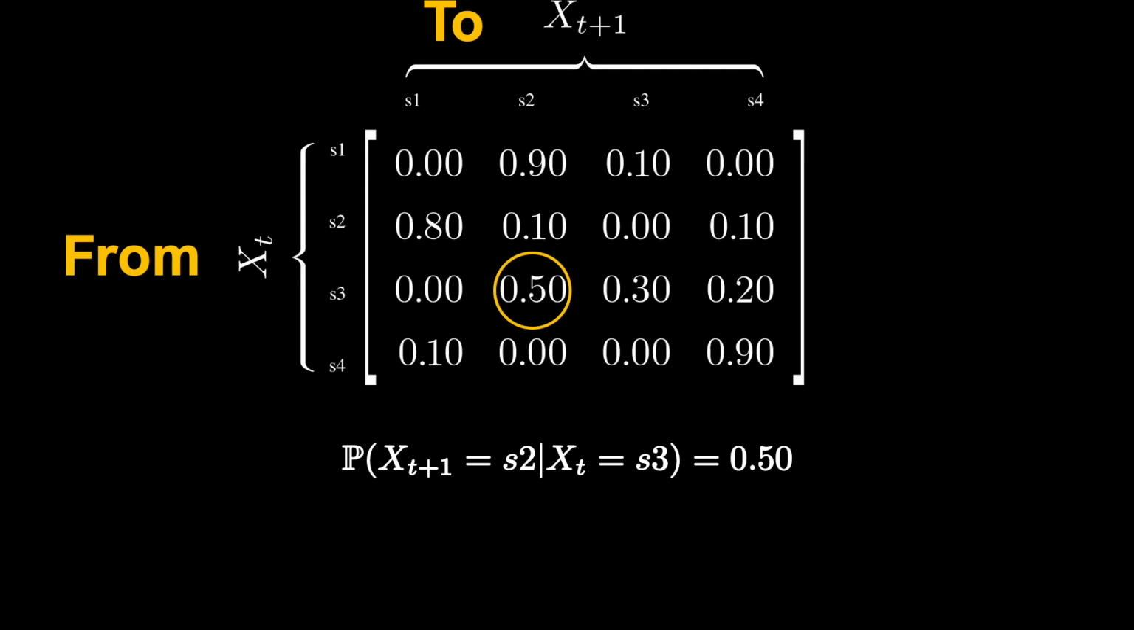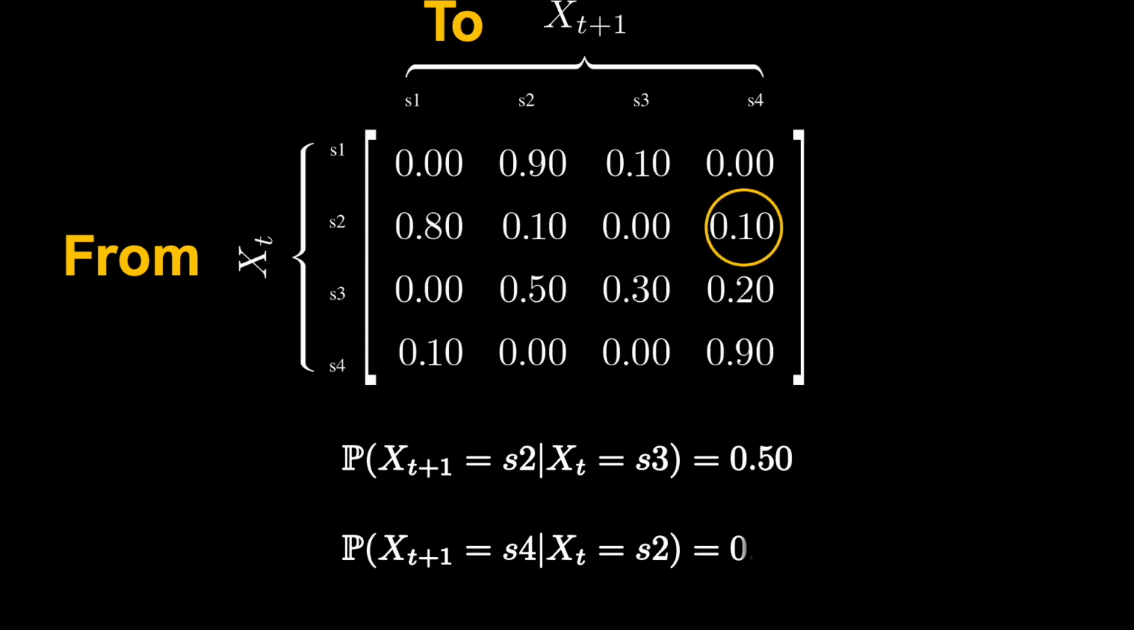Let's do it one more time. We are now asking what is the transition probability of going from S2 to S4. Again, we first go to the row S2, then go to the column S4 and pick the value.